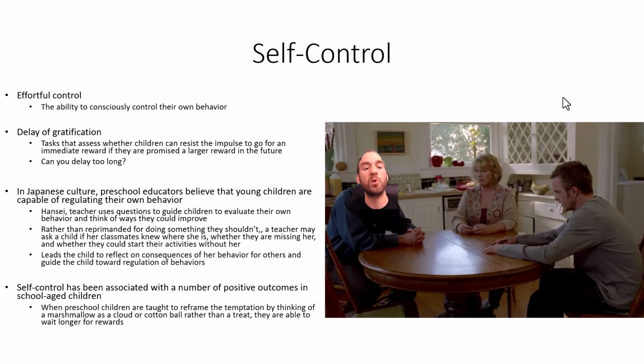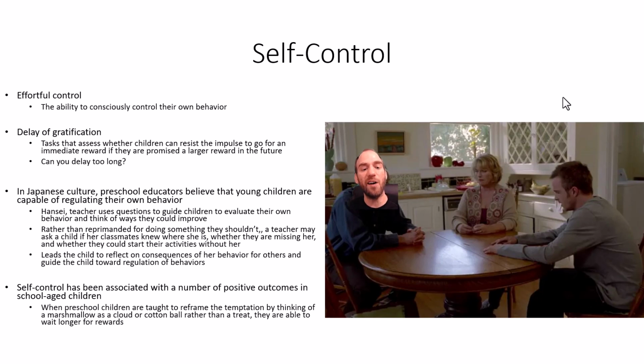When preschool children are taught to reframe the temptation by thinking of a marshmallow as a cloud or a cotton ball rather than a treat, they're able to wait longer for rewards. So there's different cultural expectations of delay of gratification, and in this Japanese example, you can see this technique wherein they are trying to get the child to think through and self-evaluate the consequences of their own behavior and things that they can do to better regulate their behavior and ways that they can improve. So instead of just yelling and screaming at them, theoretically what you're doing is you're asking, okay, what are the social implications of what you're doing?